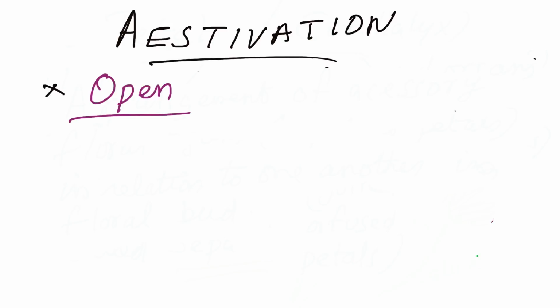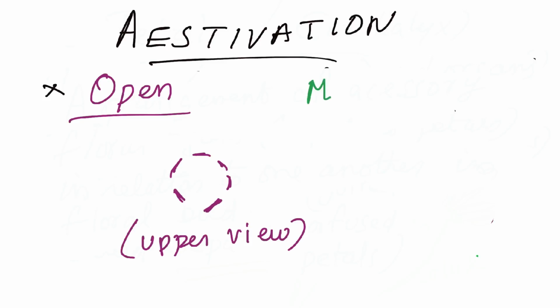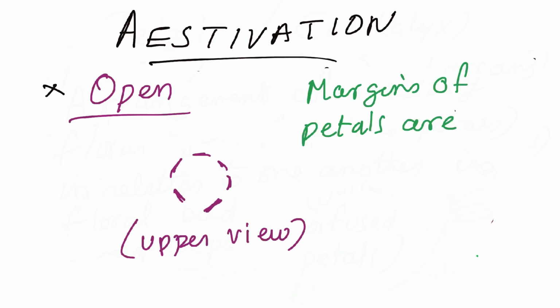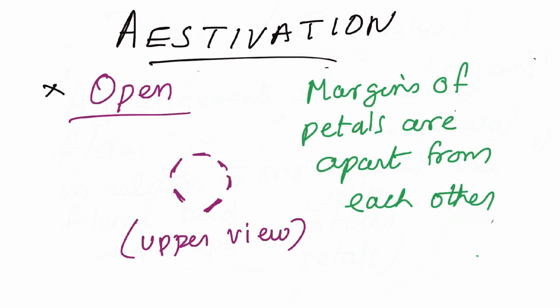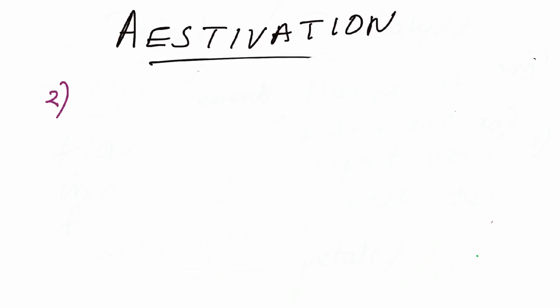So let's look at aestivation, and the first kind is what is called open aestivation, and you can see that the accessory floral organs, that's the sepals and petals, are remaining free. They are not touching each other, and their margins are free. The diagram represents the upper view, and we can easily see that the margins of the petals are staying apart from each other. They are not touching each other, and they are not covering each other. That is what is called open aestivation.